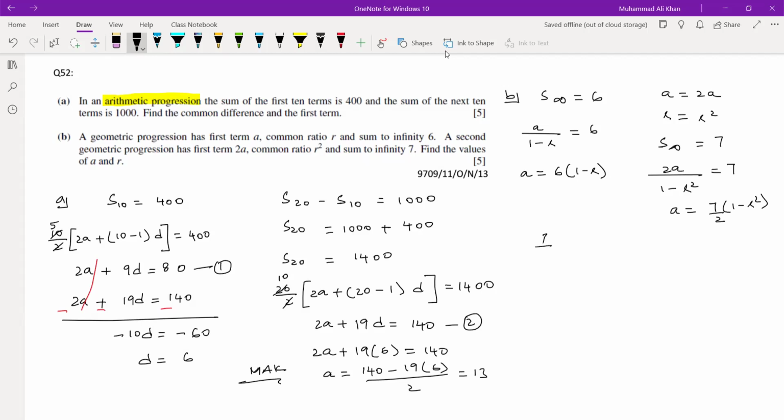So it will be 7/2 (1 minus r squared) equals 6 times (1 minus r). So now cross multiplied: 7 in the bracket, 7 1 are 7, 7r squared equals 2 6 are 12, multiplied by 1 is 12, 2 6 are 12, multiplied by r is minus 12r. So now 7r squared minus 12r, and 12 minus 7 will be 5. What are the two values of r?